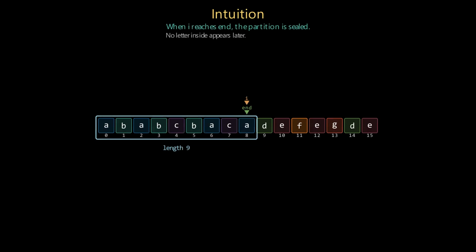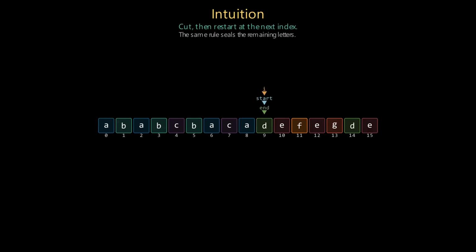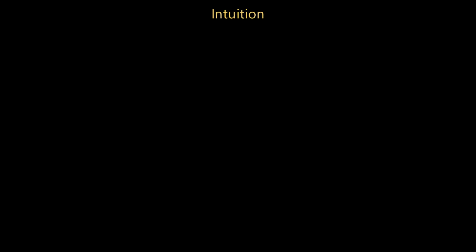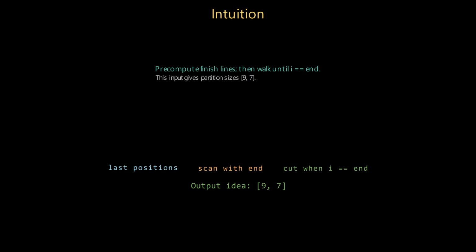When i catches end, every letter inside this segment has finished. So the first partition is sealed, with length 9. Move start to the next index and reuse the same rule. The remaining letters build a fresh boundary ending at index 15. The idea is simple: pre-compute finish lines, then walk until the boundary catches up. For this input, the partition sizes are 9 and 7.